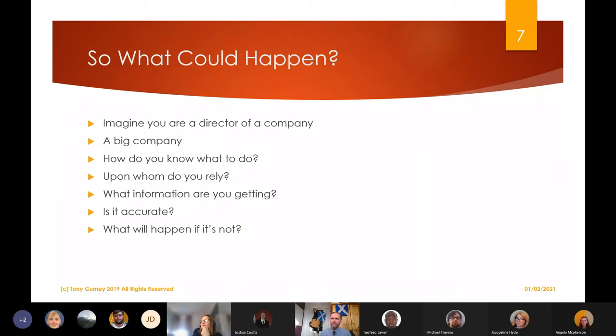So let me give you another example. Say you are the director of a big company. And I mean a big company, the one I'm talking about, 500 locations, thousands of employees. The question is, how do you ensure that everything's going well in all of those places? Who do you rely on? Where do you get your information? How do you know that the information's okay?